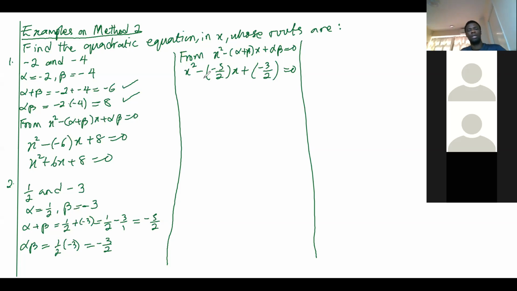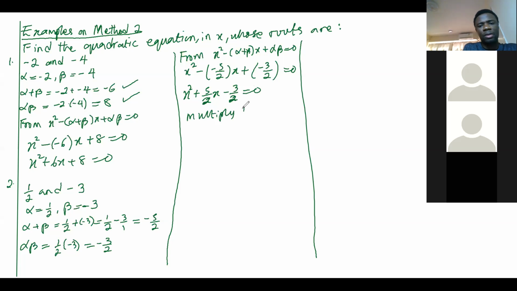All right, now that everyone is along, we can open the bracket first. Opening the bracket gives x squared plus 5 over 2 x minus 3 over 2 equals 0. Then like Justin said the last time, we multiply by the LCM, which is 2. So we multiply by 2, we get 2x squared plus 5x minus 3 equals 0, which is exactly what we had before.